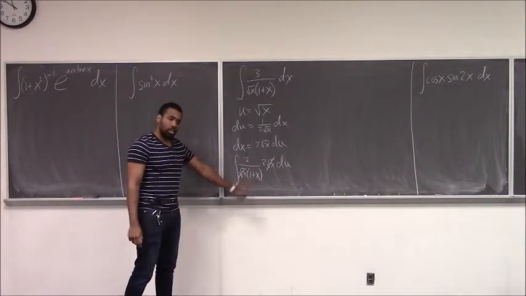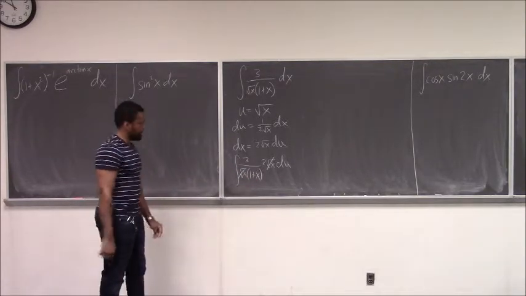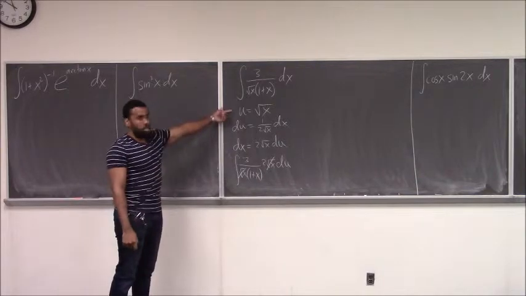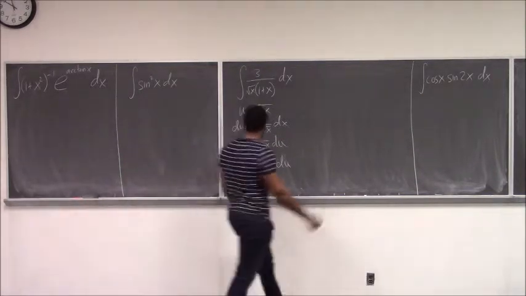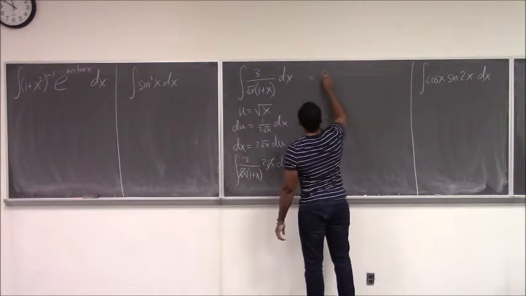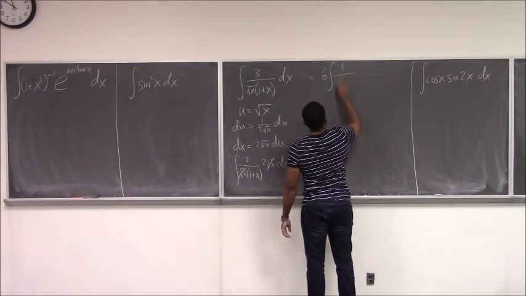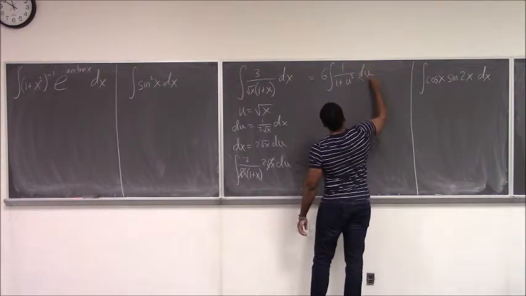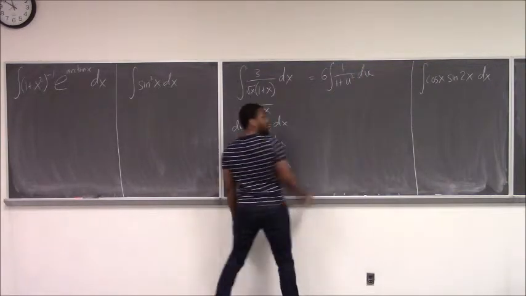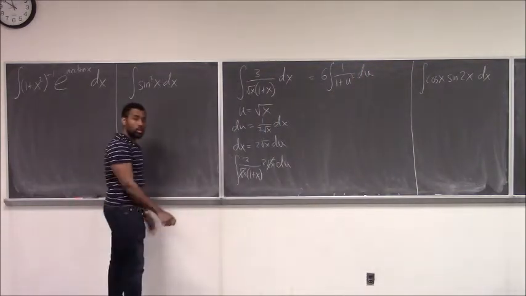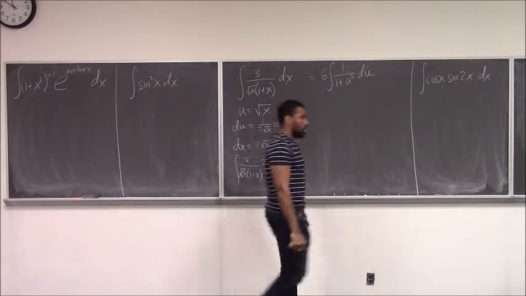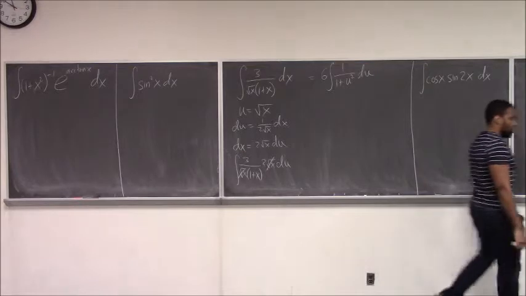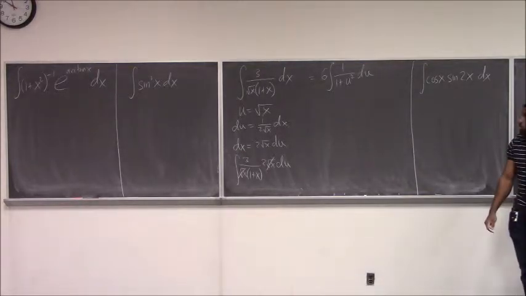Still have an x here. So you might wonder, what am I going to do with that x? Well, you use radical x, which means that your x is just u squared. So this just becomes that. What's that guy? What do you differentiate to get 1 over 1 plus x squared?